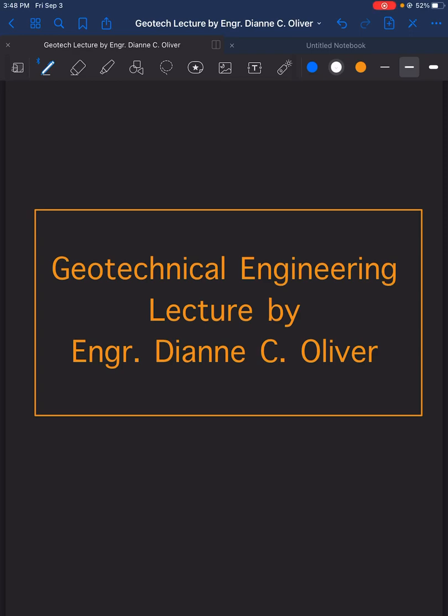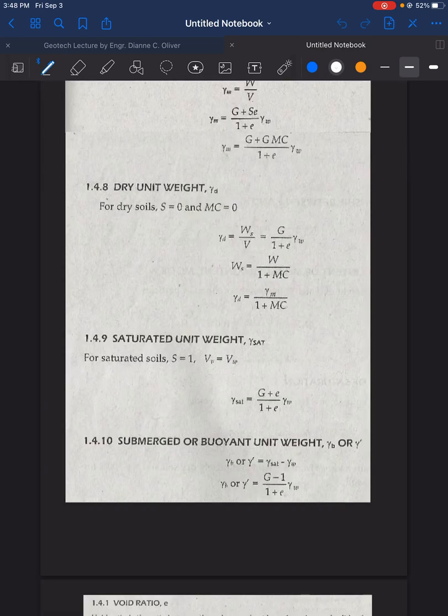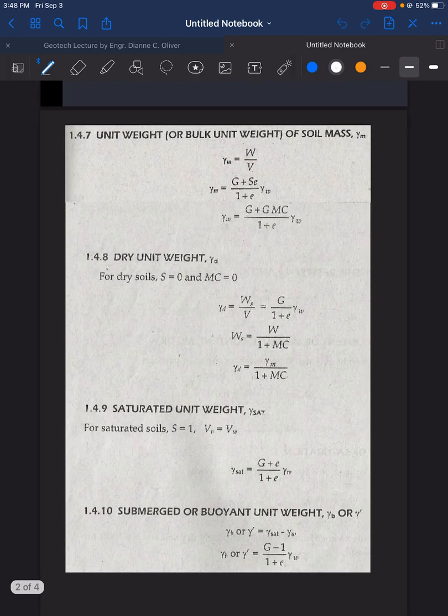Hello guys, let's solve the sample problems presented in your study guides in Geotechnical Engineering. Now, before we answer the sample problems, let's have a recap of the discussion on the differences of the four unit weights. The four unit weights that you will encounter all throughout this Geotechnical Engineering subject. Okay? Now we have the first one.